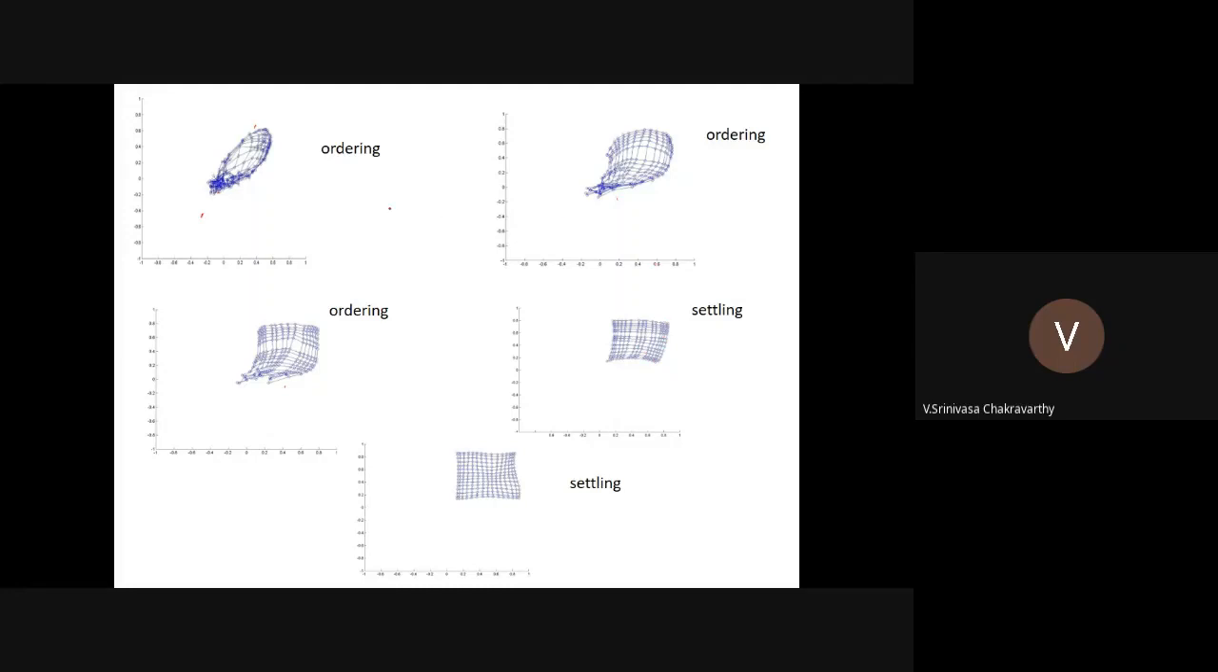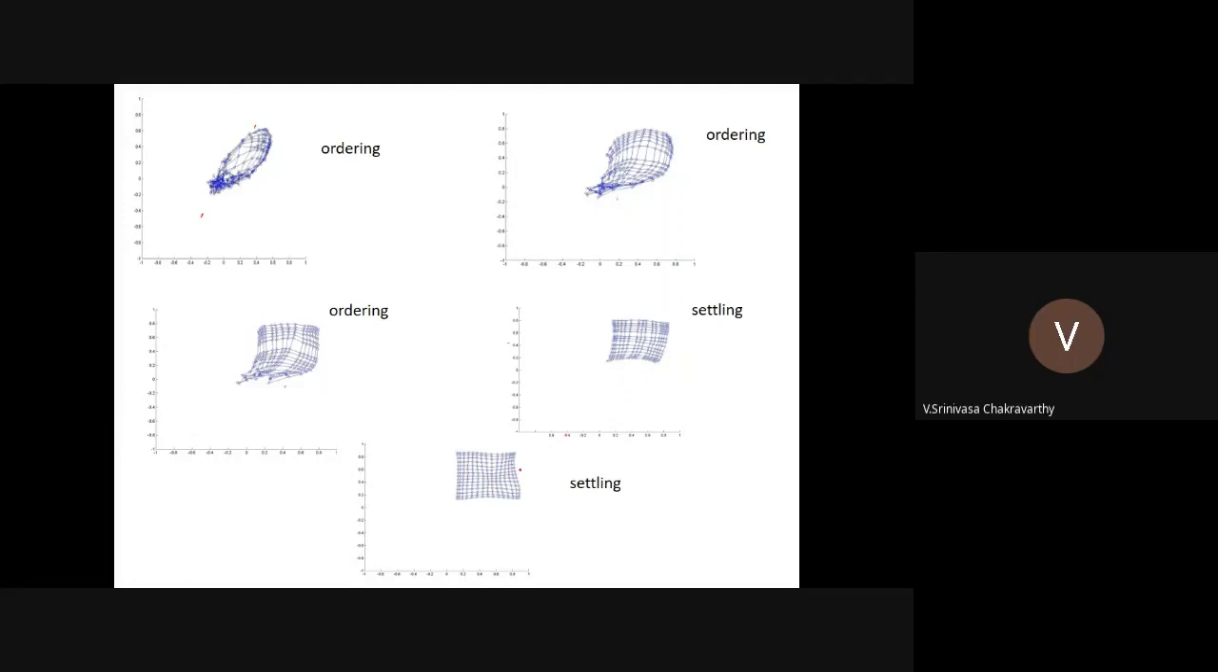So during map training, you see there are two phases. In the first phase, all these kinks are removed, and the map gets ordered. This phase is called the ordering phase. And in the second phase, once ordering is done, then there's only expansion of the map to fill the entire input space or the entire data set, and that is called the settling phase.